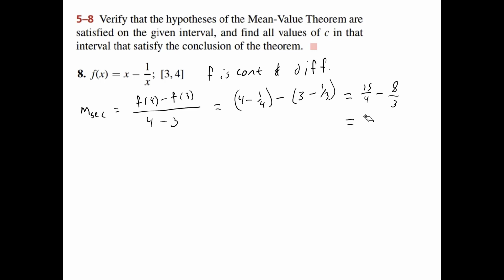The common denominator is going to be 12. So 15 times 3 is 45 over 12. 8 times 4 is 32 over 12, which gives me 13 over 12.